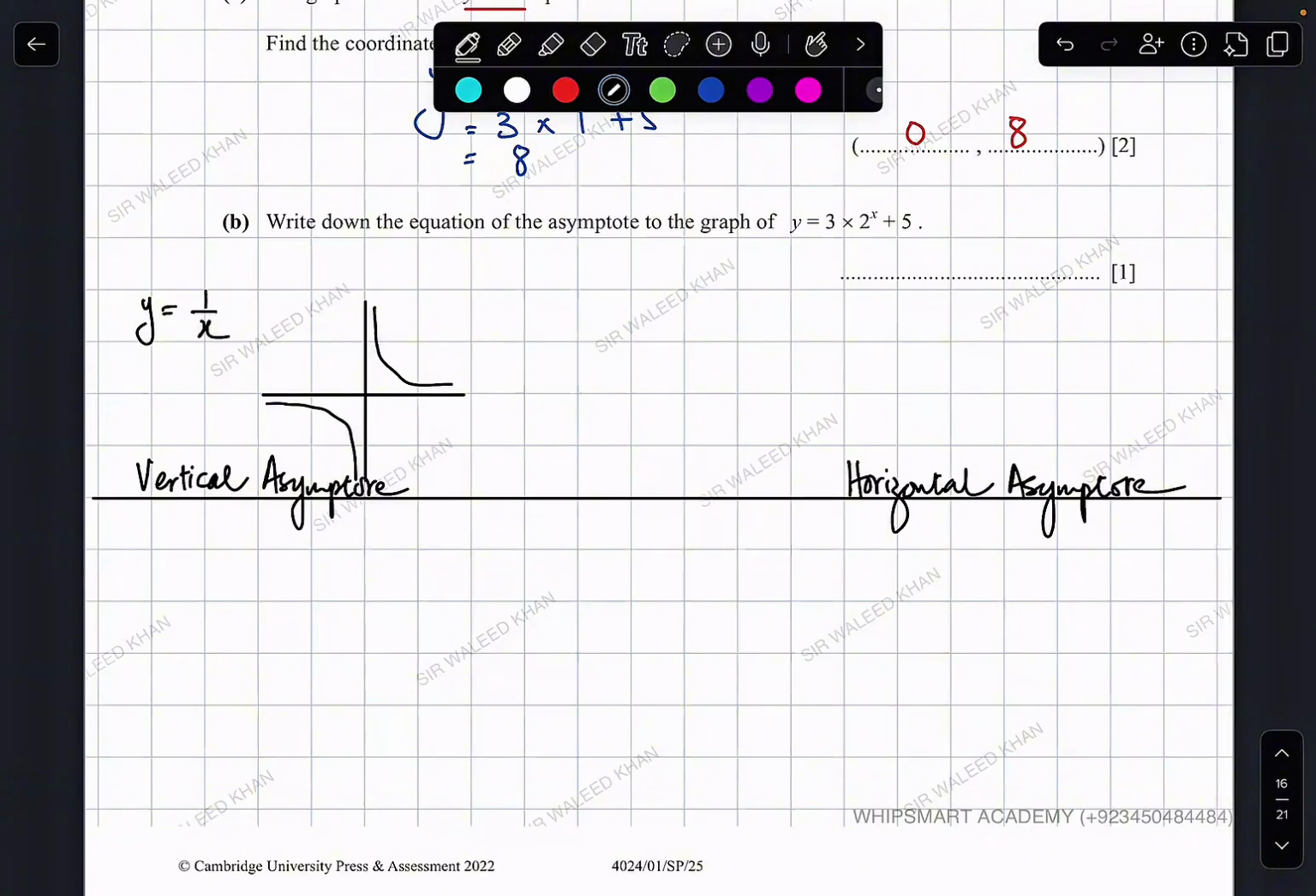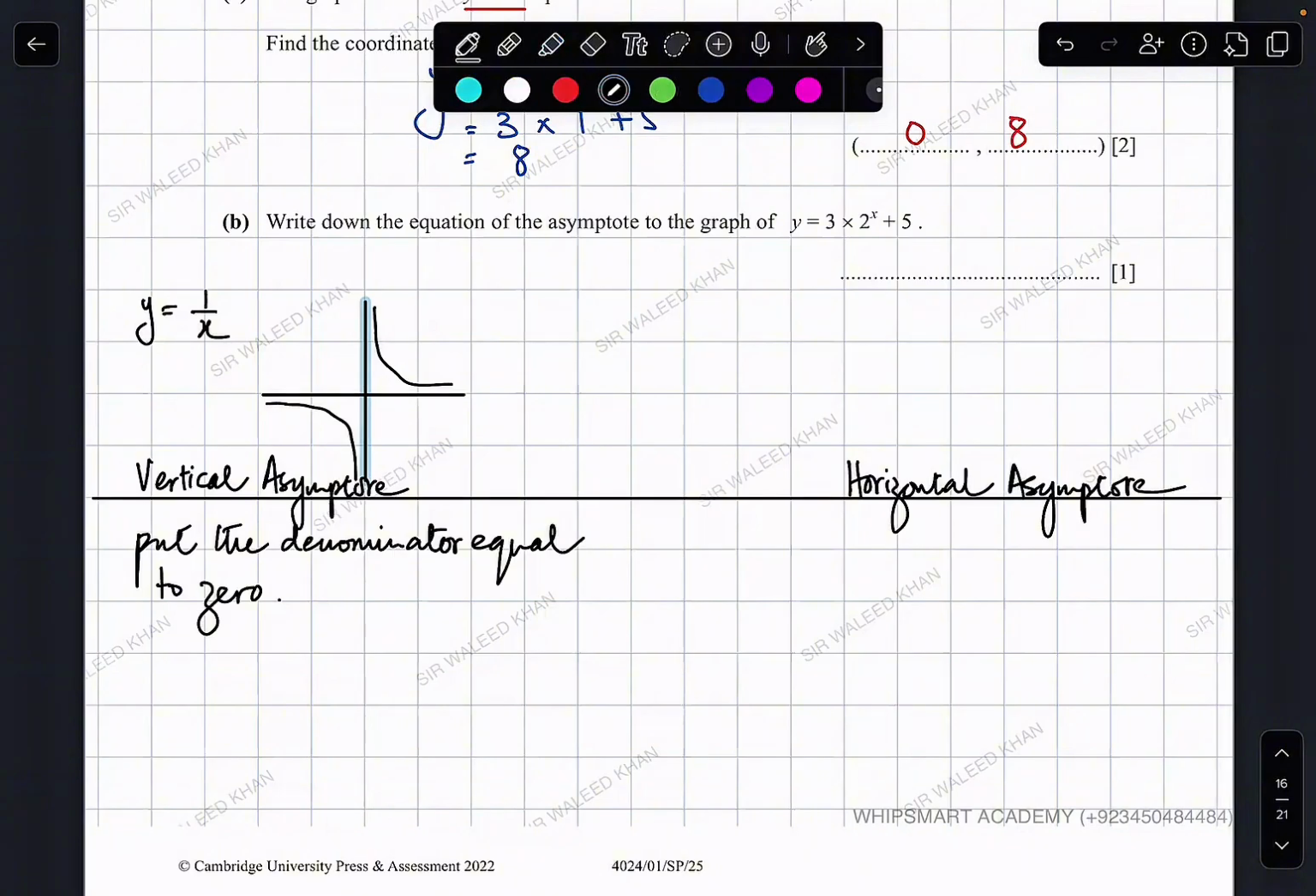Now, for the vertical asymptote, it's pretty easy. We just have to put the denominator equal to 0, and that's your vertical asymptote. So in this case, x is equal to 0 is the line which the graph is avoiding. You can see the vertical asymptote. This line is what the graph is avoiding. This y-axis has the equation x is equal to 0 because the value of x throughout is 0.